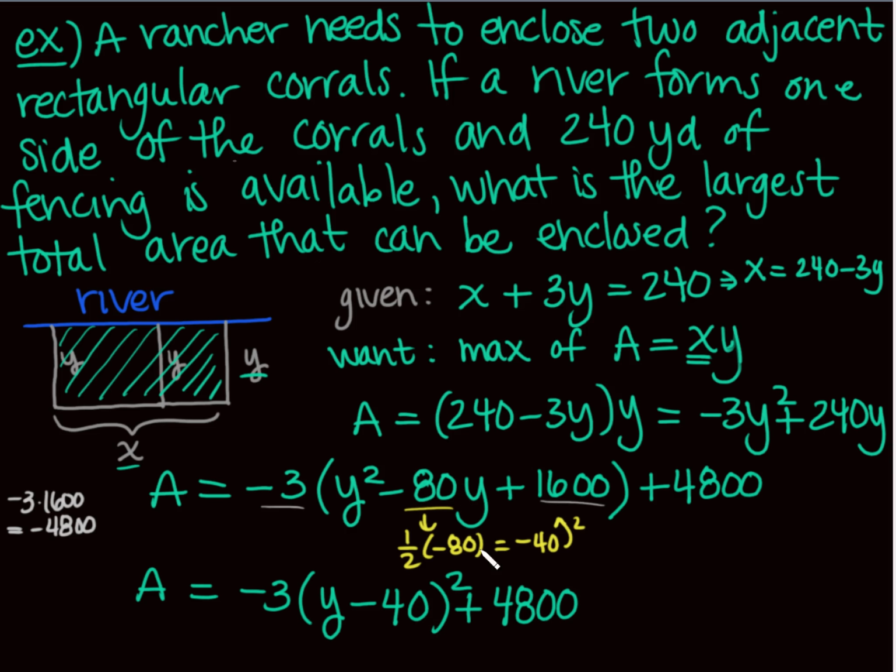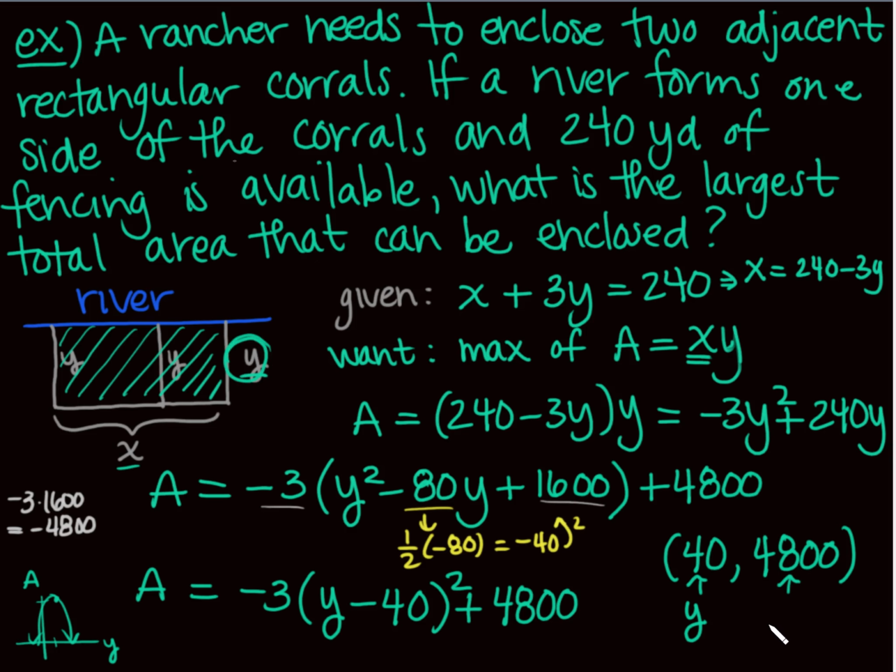So look at what we have. What do I know about this parabola? It's shifted to the right 40 and up 4800, way up here, and it's opening down. That's good. And remember, what is my input in this case? My input is that side y. What is my output? My area. So when you look at your vertex here, it's 40, 4800. Remember, this input is y, that's this side right here, and the output is my area.